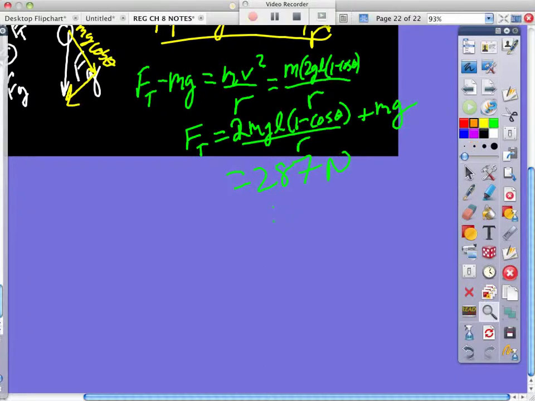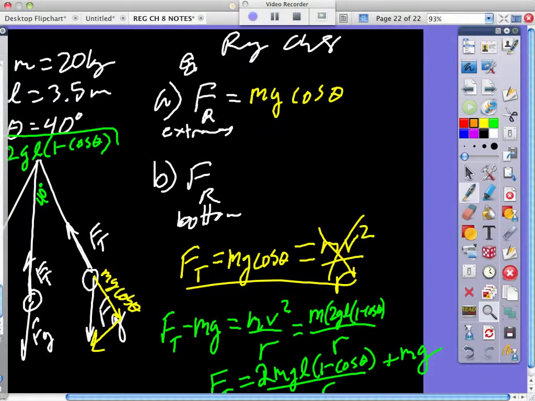Where's the radius? Just 3.5. Yeah, the radius is just 3.5. Did I just say 287 or 387? 287.